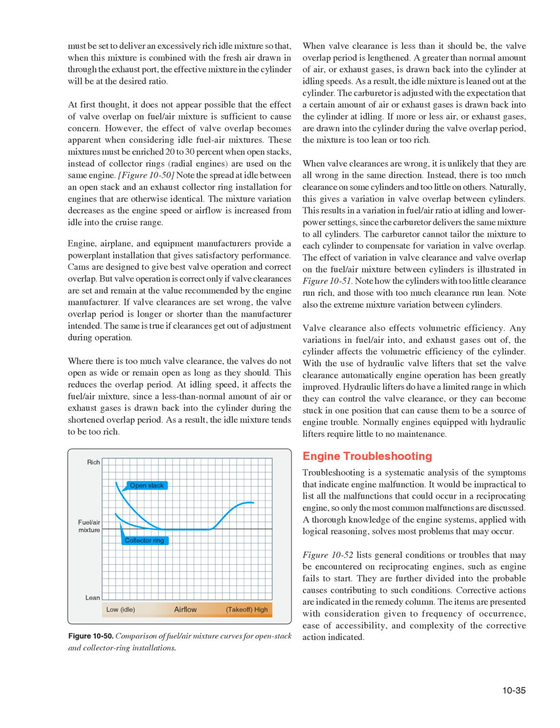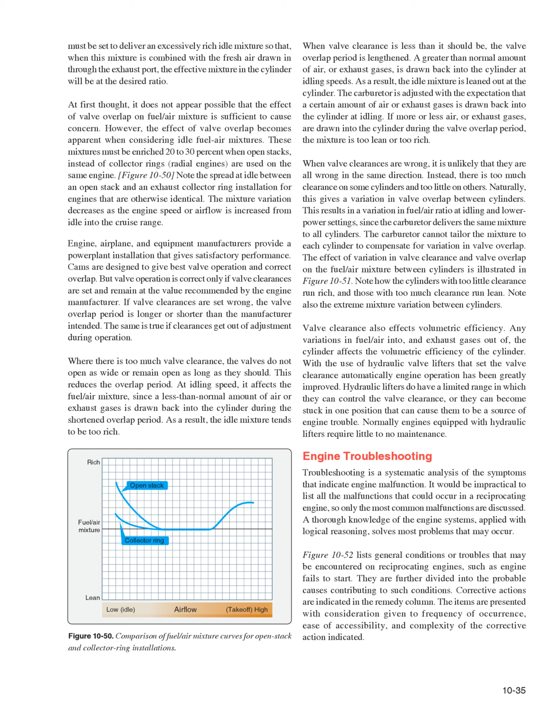At first thought, it does not appear possible that the effect of valve overlap on fuel/air mixture is sufficient to cause concern. However, the effect of valve overlap becomes apparent when considering idle fuel-air mixtures. These mixtures must be enriched 20 to 30% when open stacks, instead of collector rings, are used on radial engines. Figure 10-50 shows the spread at idle between an open stack and an exhaust collector ring installation for engines that are otherwise identical. The mixture variation decreases as the engine speed or airflow is increased from idle into the cruise range.